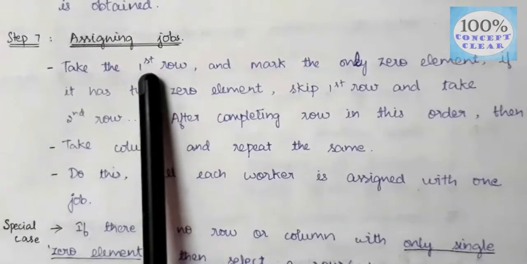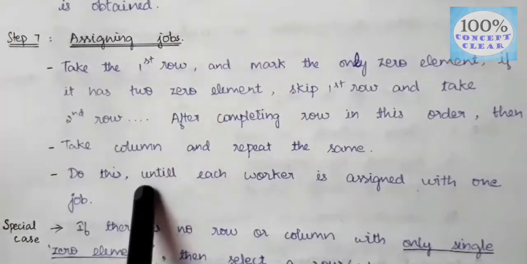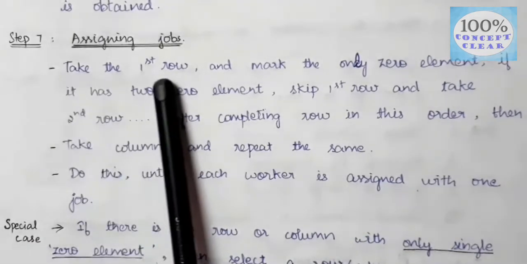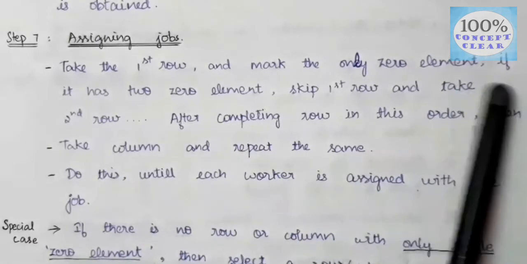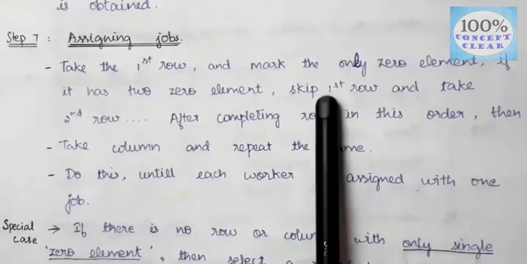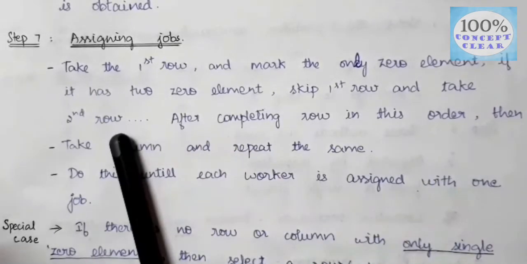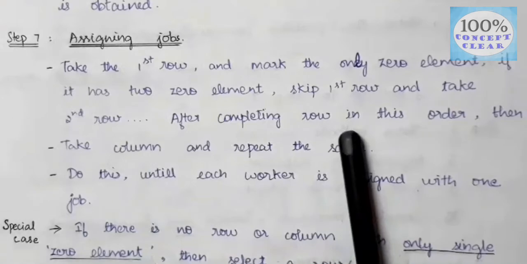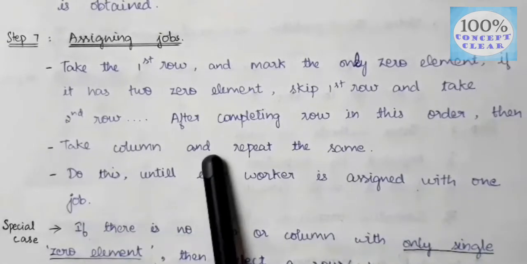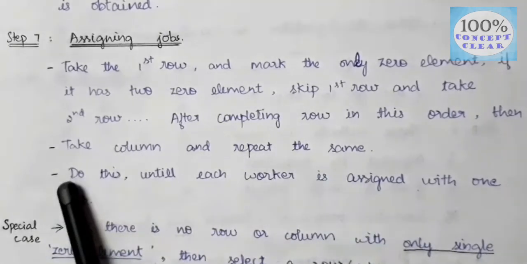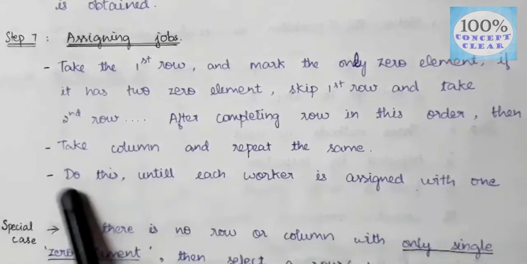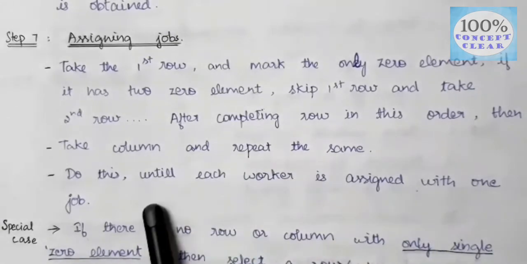Step 7, assigning job. We have done this already in scanning zeros. See, take the first row and mark the only 0 element. If it has 2 0 elements, skip first row and take second row. After completing row in this order, then take column and repeat the same. Do this until each worker is assigned with one job. This is what we have done now.